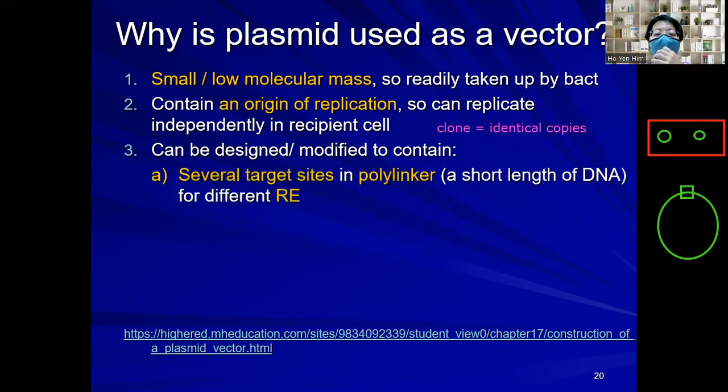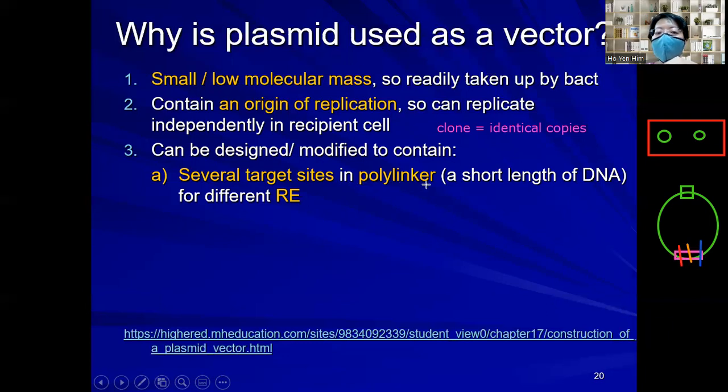So for example, the scientists can add several target sites in a polylinker for different restriction enzymes. Meaning the scientists can actually add a short length of DNA into this plasmid, and this short length contains a few restriction sites. So let's say this is the restriction site for restriction enzyme 1. This is the restriction site for restriction enzyme 2. This is the restriction site for restriction enzyme 3. Okay, so I add this piece of DNA, which I call the polylinker.